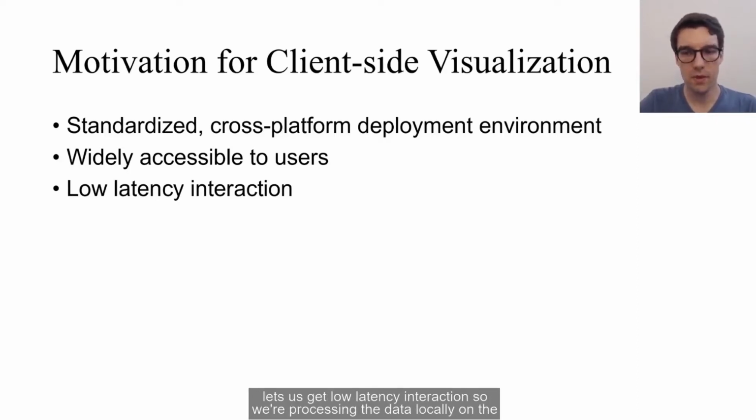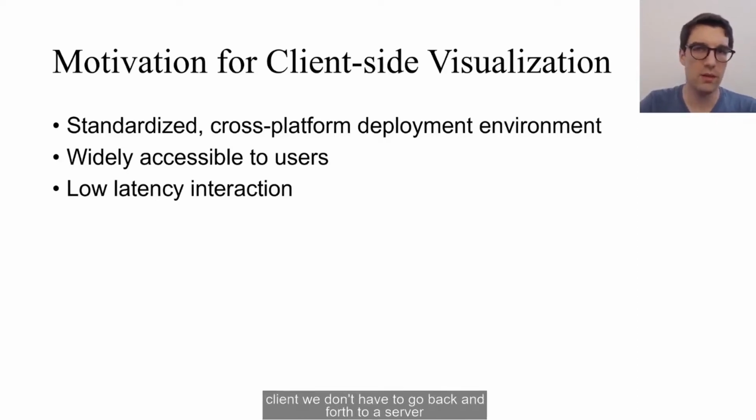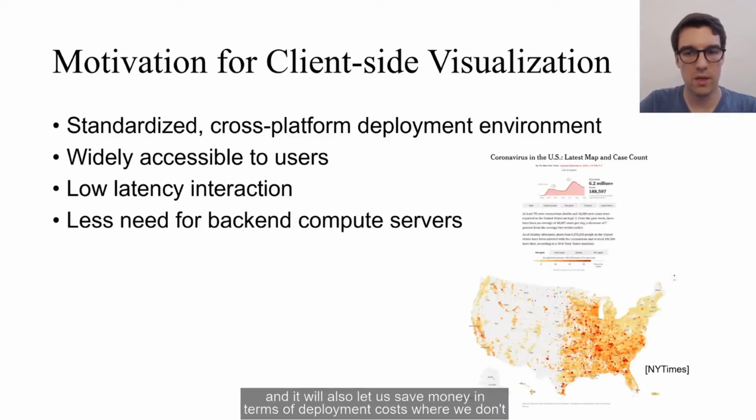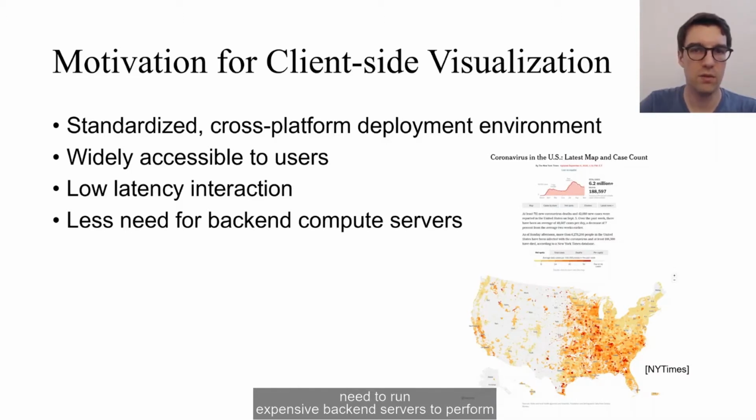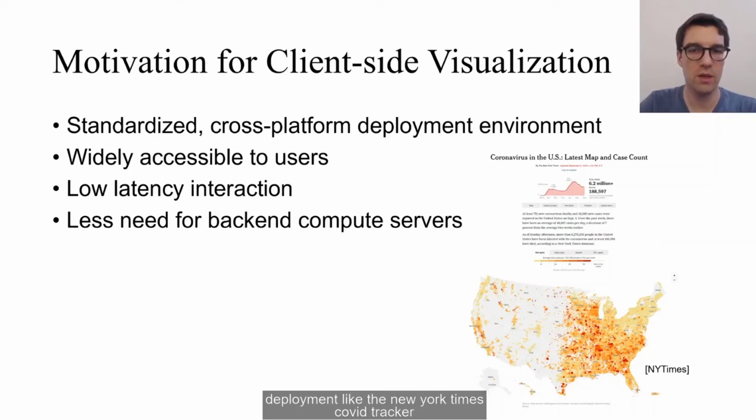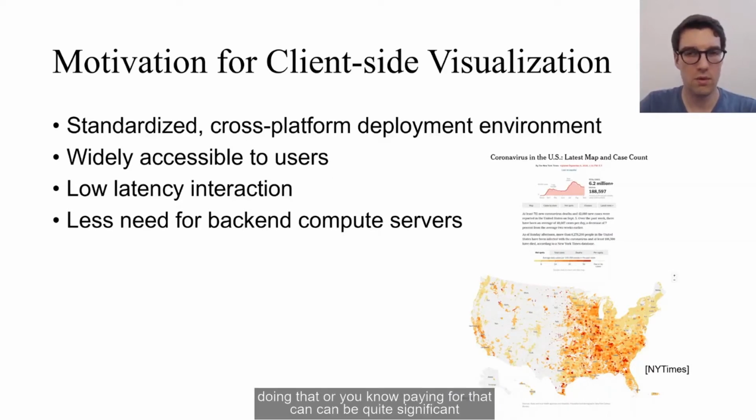Specifically for client-side visualization, running our app on the client lets us get low latency interactions. We're processing the data locally on the client, so we don't have to go back and forth to a server, which reduces latency for the user. It will also let us save money in terms of deployment costs, where we don't need to run expensive backend servers to perform computation. If we consider a large-scale deployment like the New York Times COVID tracker, if this needed some expensive compute to be run, paying for that can be quite significant.